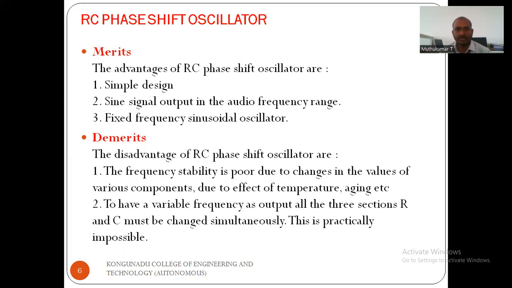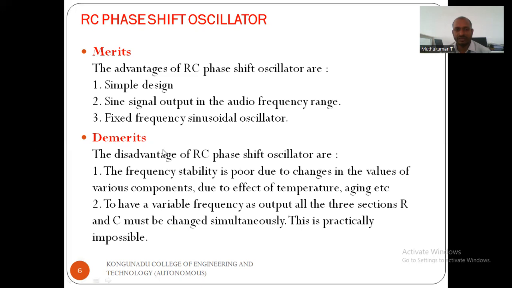So the merits of the RC phase shift oscillator. It is a simple design. It produces a sine signal output in the audio frequency range. It is a fixed frequency sinusoidal oscillator, so the frequency will be fixed. These are the merits of the RC phase shift oscillator.